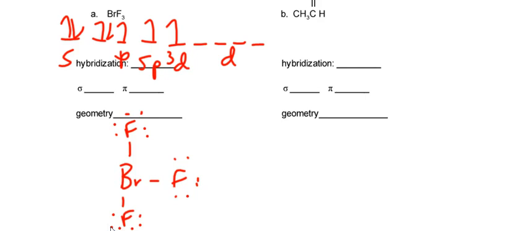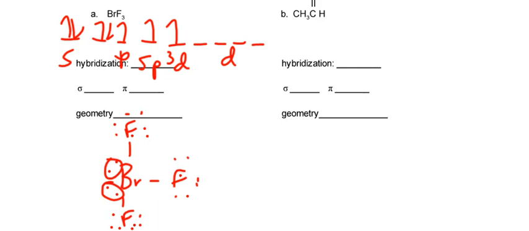I used 24, didn't I? Okay, I have 28 I need to use. Where am I going to put my other 2 sets or 4 electrons? Here. Okay, so how many bonding sites do I have, or how many just sites around the bromine? I have 1, 2, 3, 4, 5. That's why I need to be sp3d.